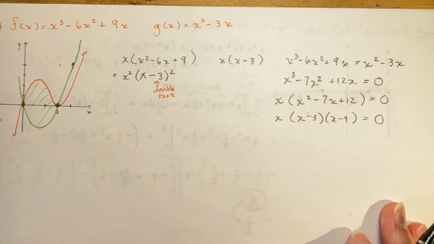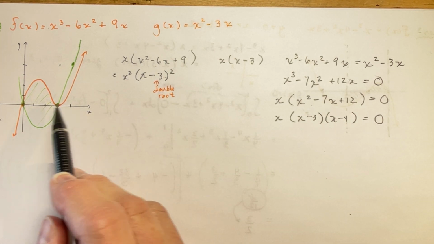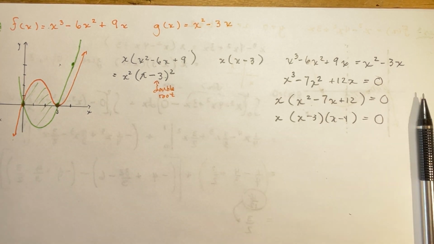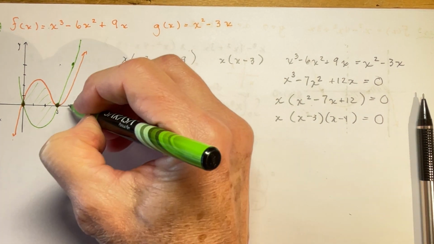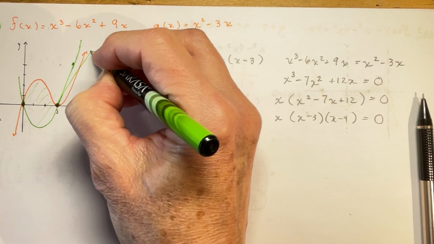Okay, so now I've got all the points of intersection. When x is 0, when x is 3, and when x is 4. So obviously, I'm a little bit out here. This line should have crossed when x is 4, so it would have to come up more like that.